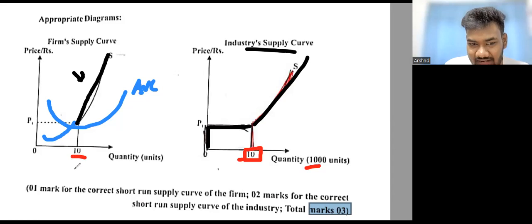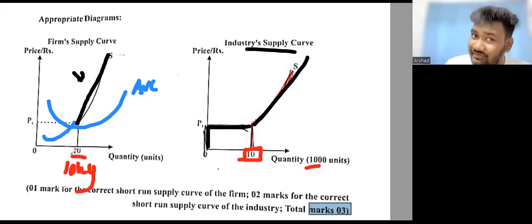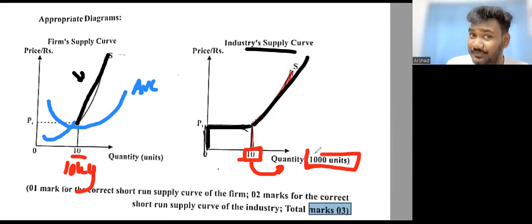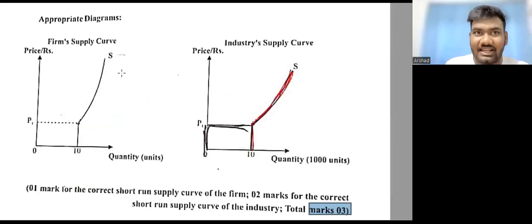So one firm is supplying, let's say, 10 kilos of rice. The total industry, let's say there are 1,000 firms, so in total they'll be supplying 10,000 kilos. So remember, when you're putting numbers, be careful, because if you put 10 here and 10 here, it's theoretically wrong, because the industry is the collection. That's why they have put it here in thousands. Got it? So 3 marks for the diagram, 3 marks for an explanation.